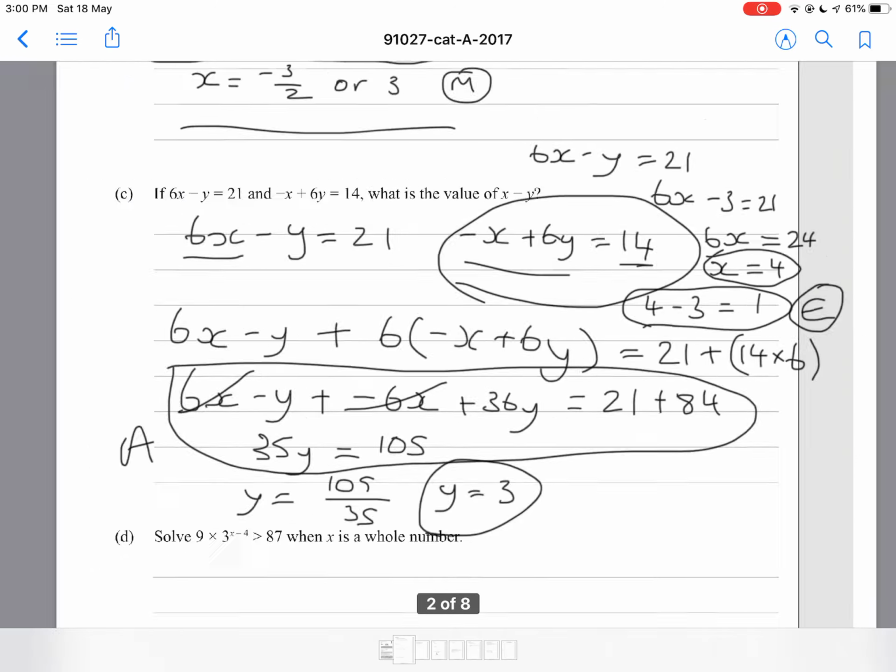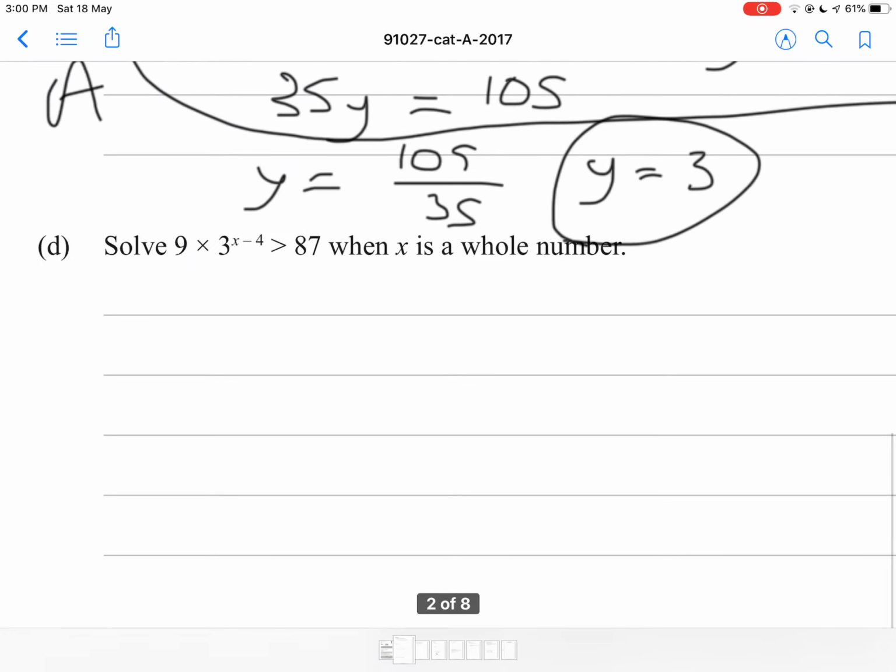Right, moving along. Solve 9 times 3 to the power of x minus 4 is greater than 87 when x is a whole number, okay?